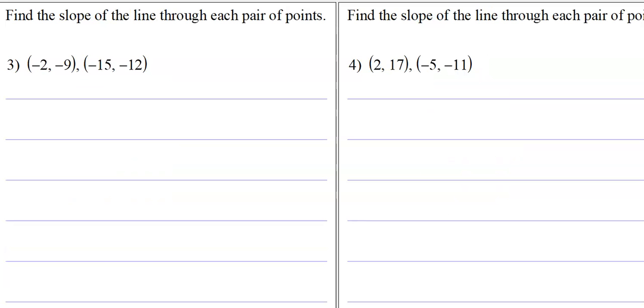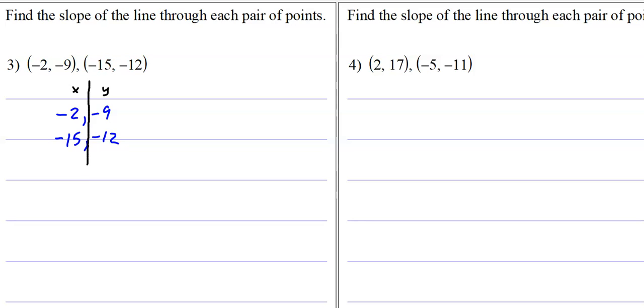3 and 4, find the slope of the line through a pair of points. You'll notice I picked points that are hard to graph because I wanted you to be able to do them algebraically. A couple different ways. I know some of you like to use this little slope slide method. So I got that going on, and these are the x's, these are the y's.